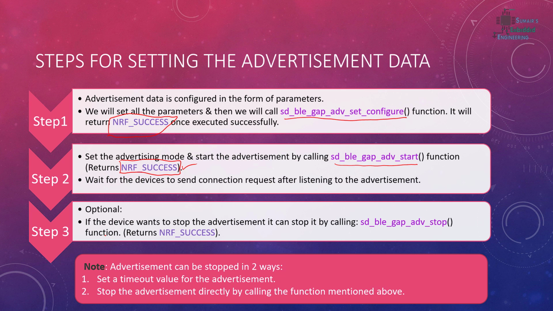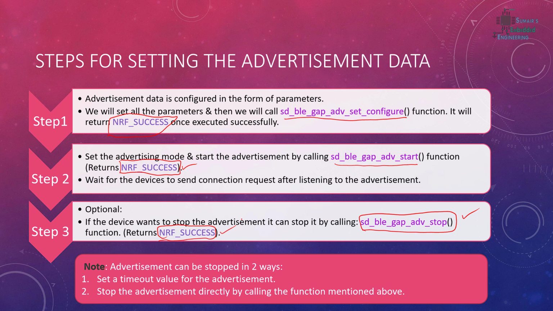So basically in this step, if we want to stop our device from advertising, I want my device to not advertise anymore, then I will just call this function, which is sd_ble_gap_adv_stop. It will also give us this return value, NRF_SUCCESS. If we receive this, then it means our advertisement has been successfully stopped.